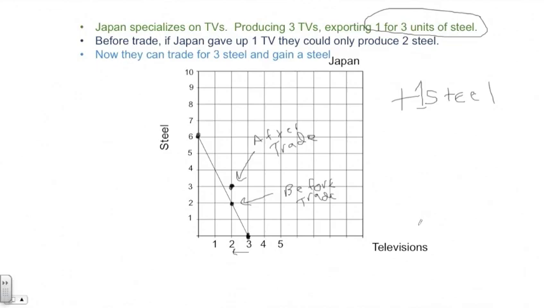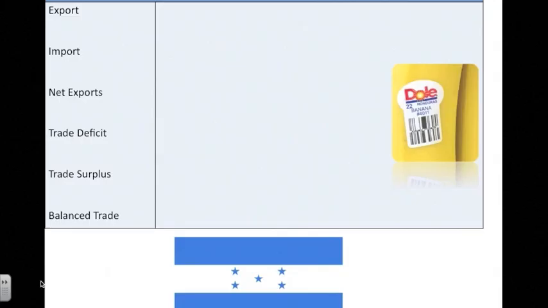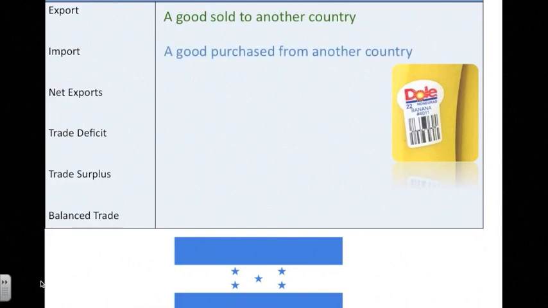Now let's go through a couple of basic terms. For international economics, we should know what exports and imports are, the balance of trade, and what net exports represents. Additionally, the balance of trade will tell us whether we have a trade deficit or a trade surplus. So let's start with exports. So if the United States sells Boeing airplanes to another country, that is an export. An import is something we purchase from another country. So if the United States buys bananas from Honduras, that is an import.